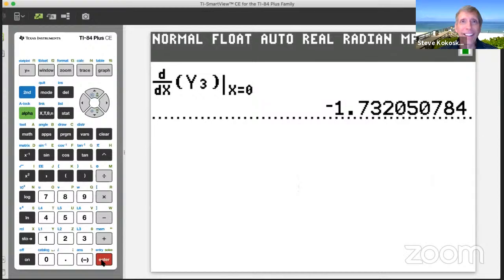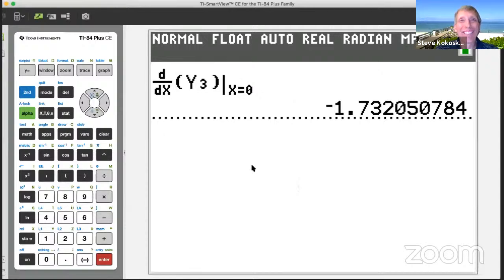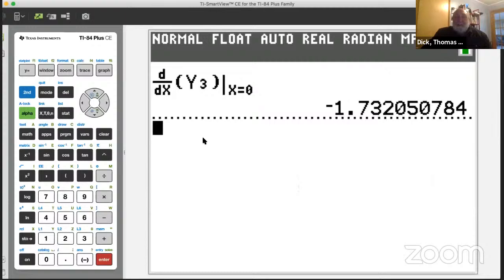Ooh, how about that? And that makes pretty good sense. That number actually looks somewhat familiar. It should look familiar. Pretty cool, Tom. Yes. Cool. Now, if you did this on Y1, let me go ahead and do that.